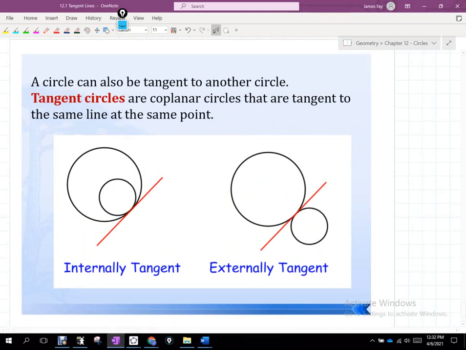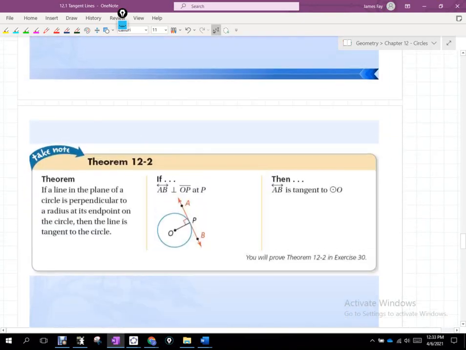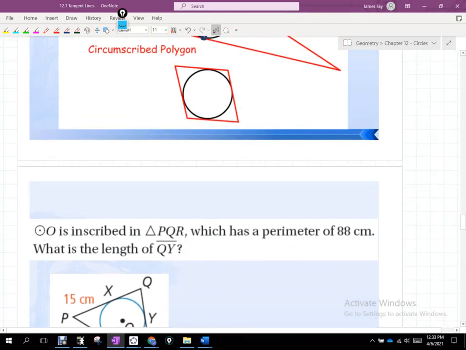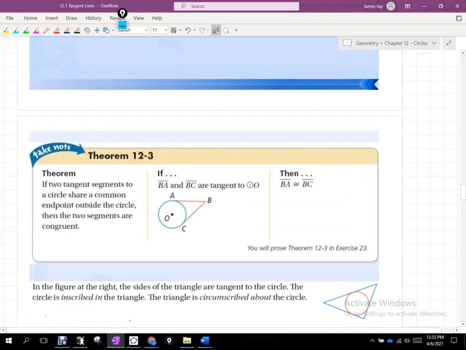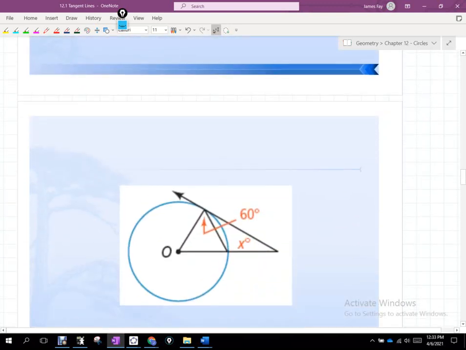We cool with that? And your homework is just going to basically be a couple questions that ask you to maybe identify internally or externally tangent circles, questions that might ask you to do some of this stuff where we have to understand the distance from P to X is the same as P to Z. The distance from R to Z is the same as R to Y. Q to X is the same as Q to Y because of this theorem right here. Yeah, you might see some of these questions up here that we talked about. You will see this question in your homework.